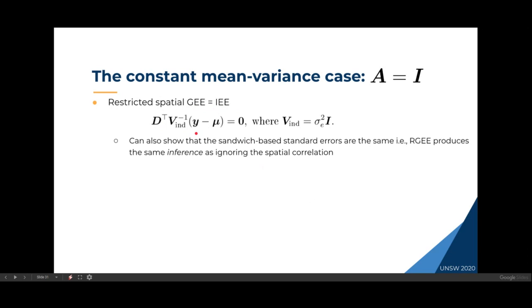Now, you can push this a little bit further. If you derive the sandwich covariance matrix and the sandwich standard errors, and I'll talk about sandwich standard errors a bit later on in this talk, you can also show that they're actually the same. What this means is that the restricted spatial GEE produces not just the same estimates, but the same inference as if you ignored the spatial correlation altogether, at least if you use something like Wald confidence intervals or Wald hypothesis tests in the GEE.